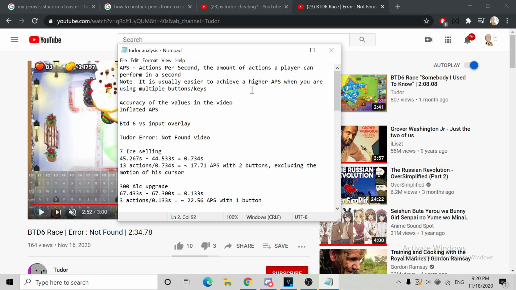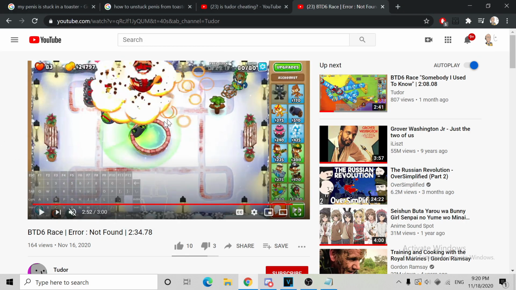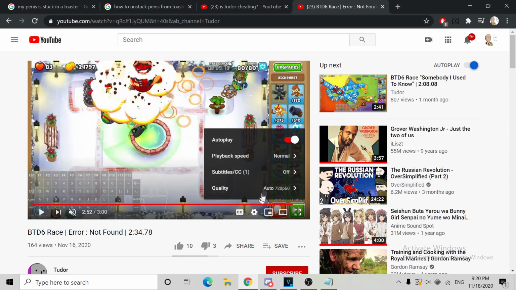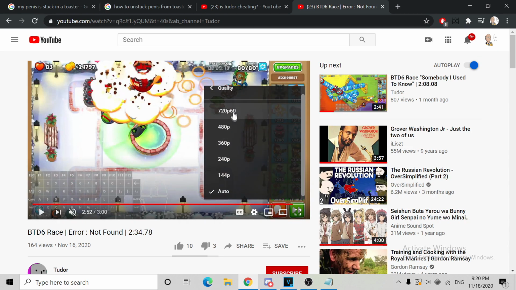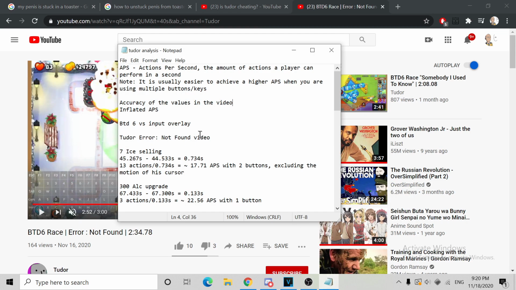Pretty self-explanatory. And just a side note, it is usually easier to achieve a higher APS when you're using multiple buttons or keys, because obviously, with multiple fingers pressing more buttons, you're going to get a higher APS most likely. So the values in this video are not going to be 100% accurate because, as you can see here, this video is only in 60 FPS, and that means I can only be accurate down to 1/60th of a second. So there will be slight differences between the values in my video compared to the actual real values.